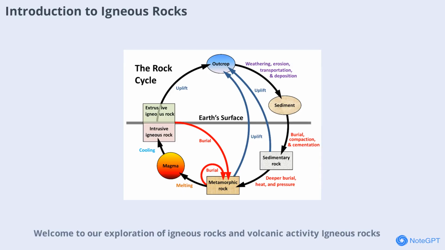Welcome to our exploration of igneous rocks and volcanic activity. Igneous rocks, whose name comes from the Latin word igneus, meaning fire, are formed through the cooling and solidification of magma or lava. This process can happen either deep underground or at the Earth's surface, leading to a fascinating variety of rock types and textures.